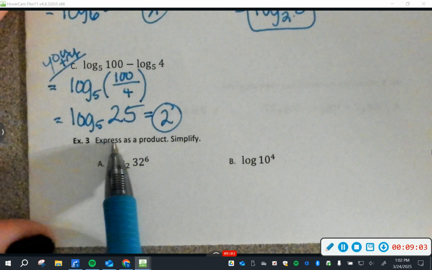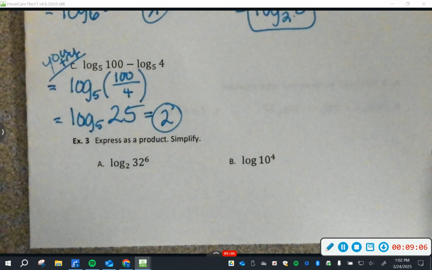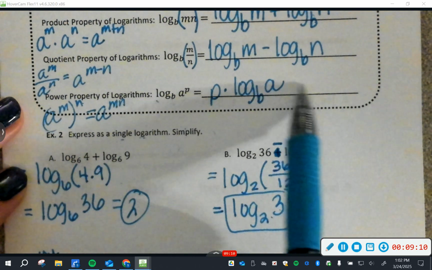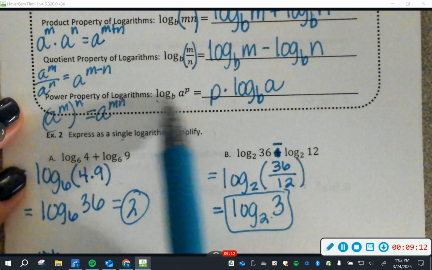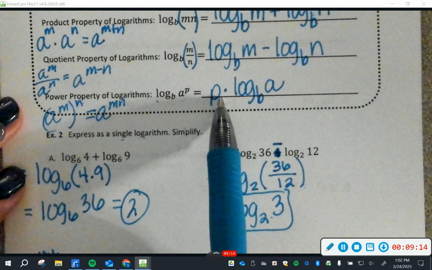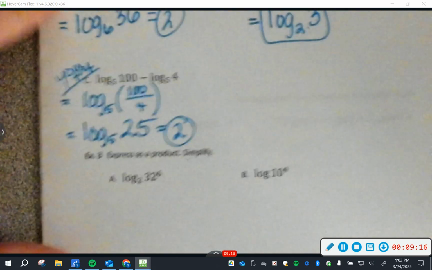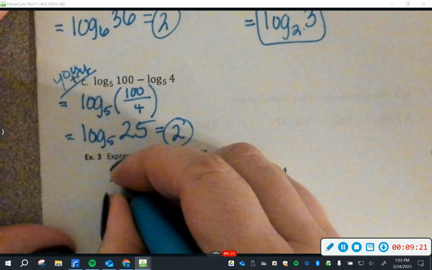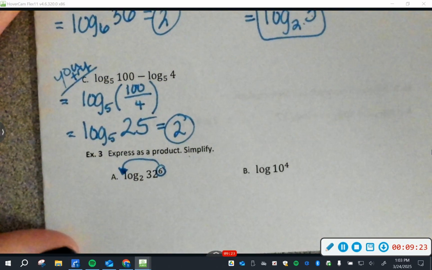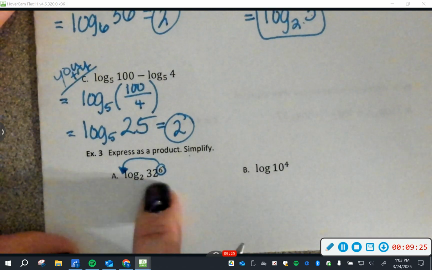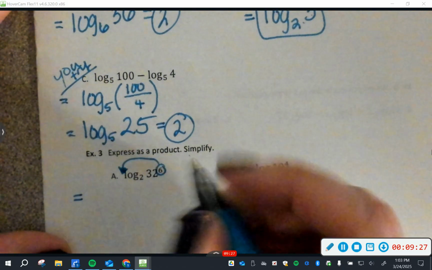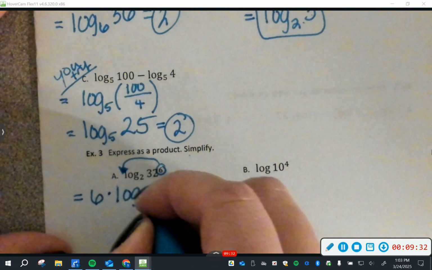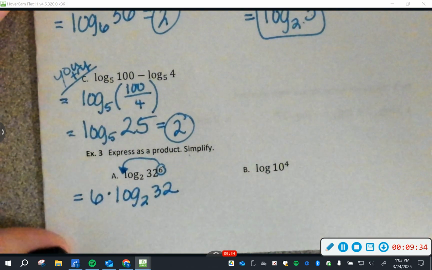Okay, example 3, express as a product, simplify. Well, why is it telling me that? It's telling me to use this property. Okay, if I have a log of something to a power, I can bring that power in front. So I can take this power and plop it in front of the log and multiply, because that's an exponent and the log is also an exponent. So I say this is 6 times log base 2 of 32.